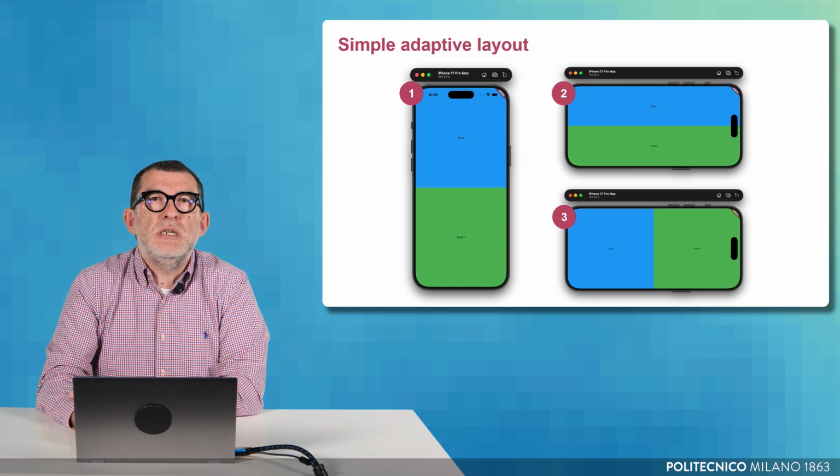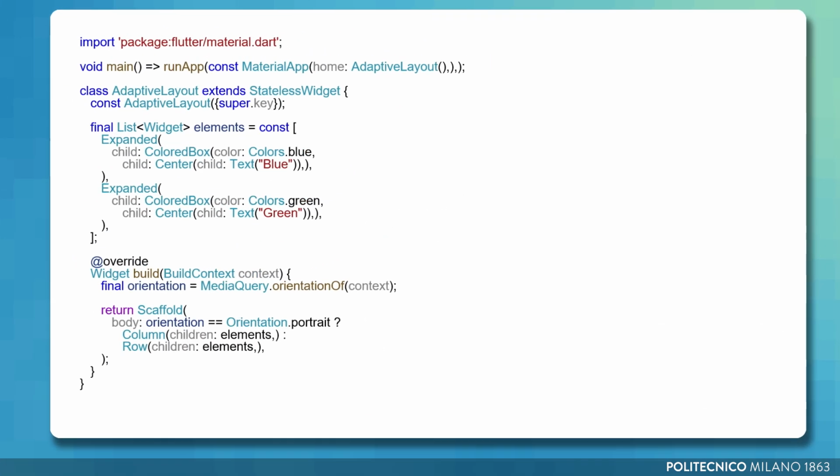However, if we want the screen to be divided into two vertical sections side by side, which is case 3, we cannot simply keep using the same layout structure. We cannot rely on a column, but when the orientation changes, we need to switch to a row. The code we need is quite simple.